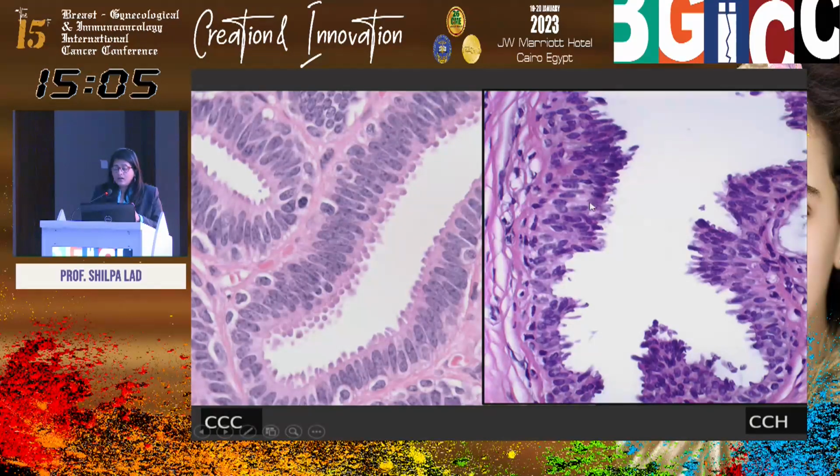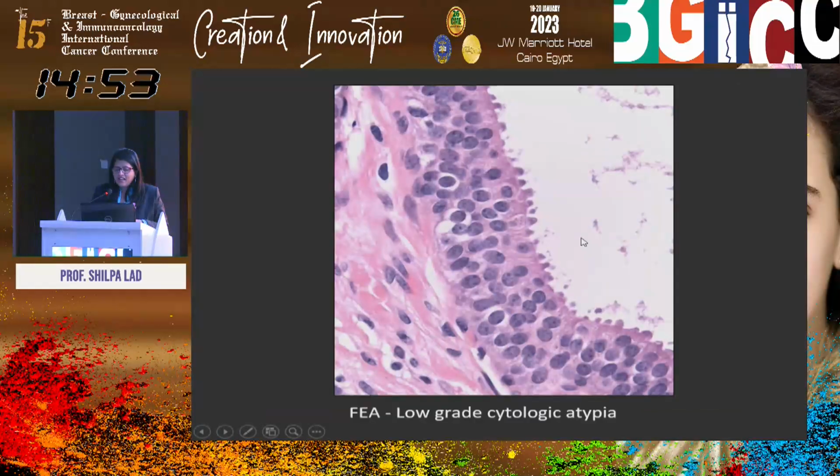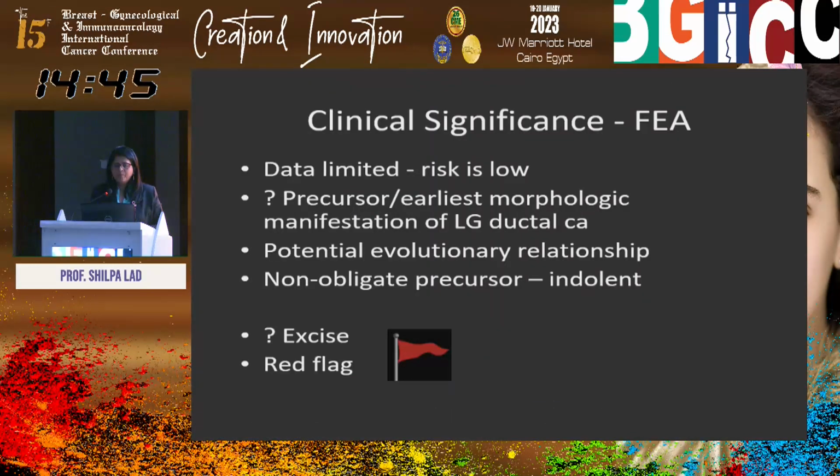Now, I'm not an expert, but even from eyeballing, we can see in columnar cell change, everything is pretty uniform. In columnar cell hyperplasia, things get a little ragged there, okay? And in flat epithelial atypia, everything gets even more disorganized. There is cytologic atypia. So what is the significance of this?